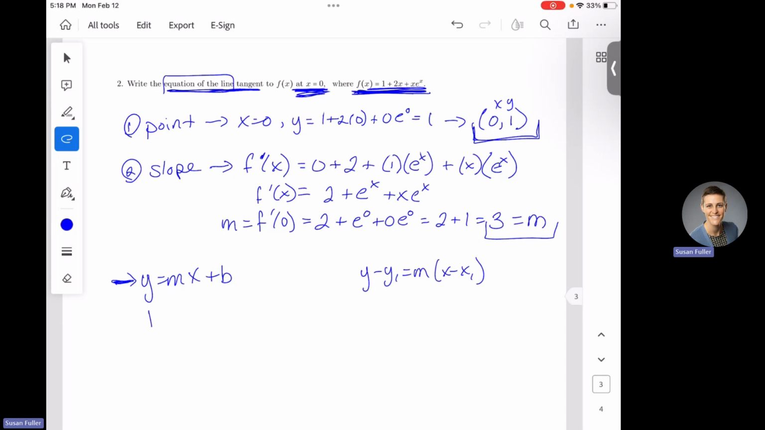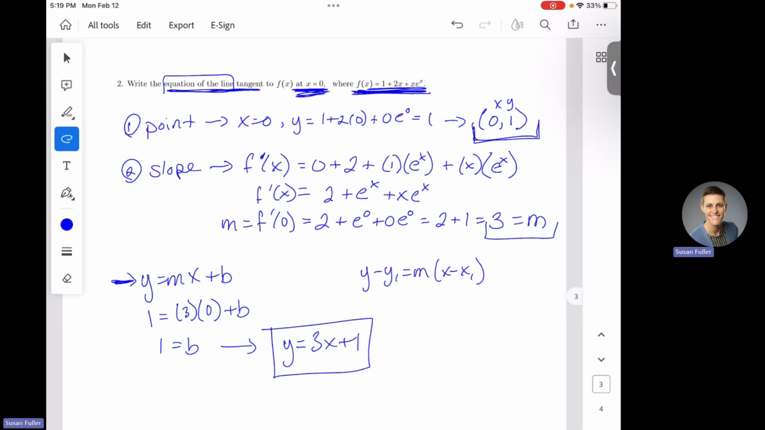So our y value is 1. Our slope is 3. Our x value is 0 and plus b. So that means that b equals 1, and to write the equation of our line, y equals 3x plus 1. That is the equation of our tangent line.